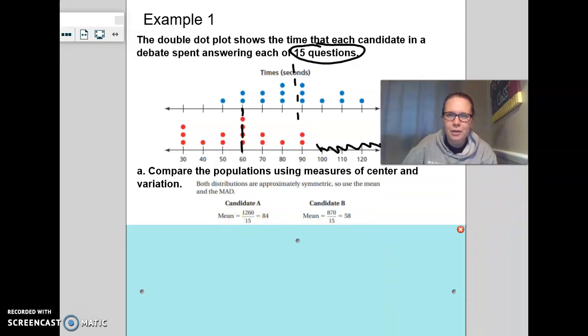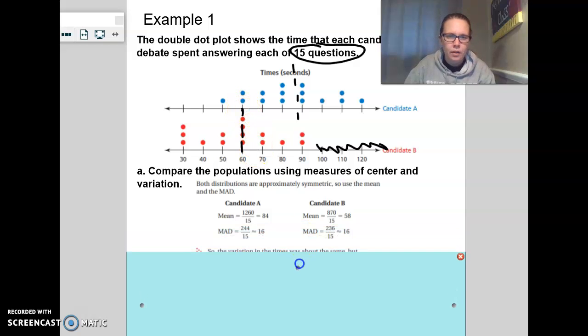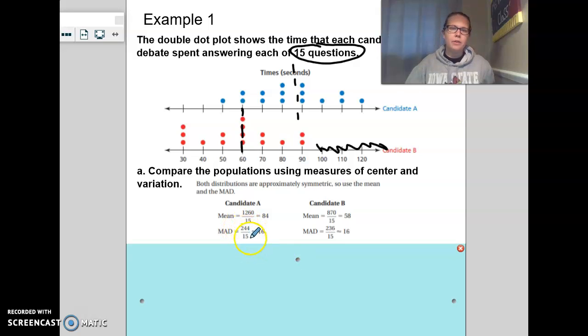When you find your MAD for candidate A, you find the distance from 50 to 84. What's the distance from 60 to 84? And you have two 60 values, so you have to add that number twice. Once we do that, your MAD for candidate A is 244 divided by 15, which equals 16. And your MAD for candidate B is 236 divided by 15, which is also 16. So they rounded it. That's why they have that.